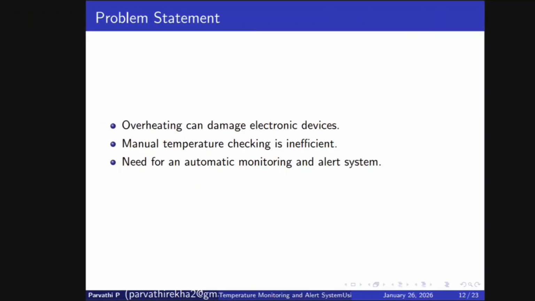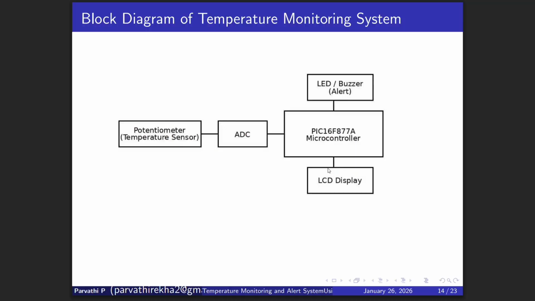In many practical situations, manual temperature monitoring is not feasible, especially when devices operate continuously or are located in inaccessible environments. This creates the need for an automatic and reliable temperature monitoring system. High temperature in electronic devices is a serious issue that must be addressed properly. Overheating can cause permanent damage to components and may even lead to system failure. Manually checking the temperature repeatedly is time consuming, inefficient, and prone to human error. Therefore, we identified the need for an automated temperature monitoring system that can continuously observe temperature and alert. This leads us to the problem statement of the project.